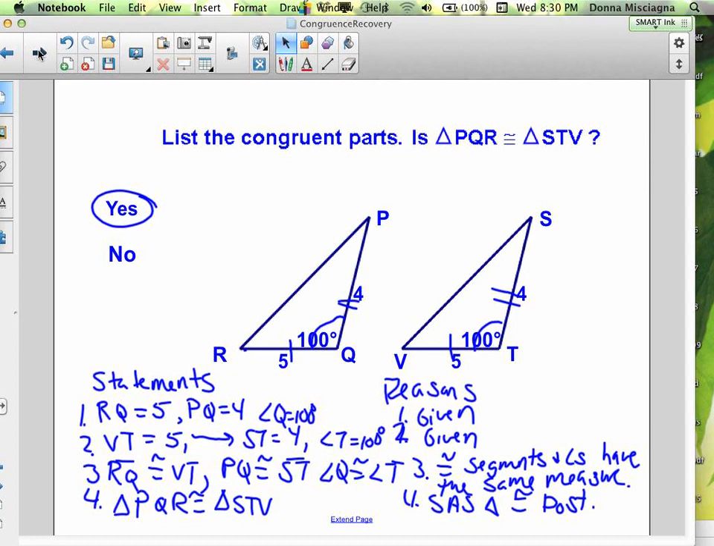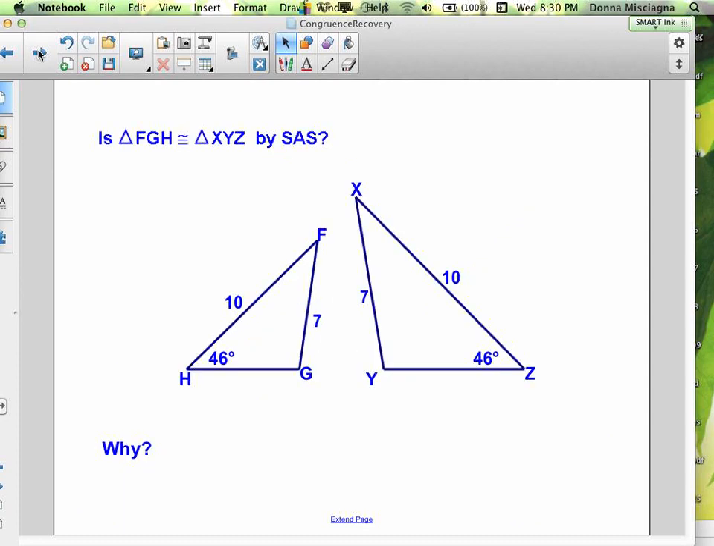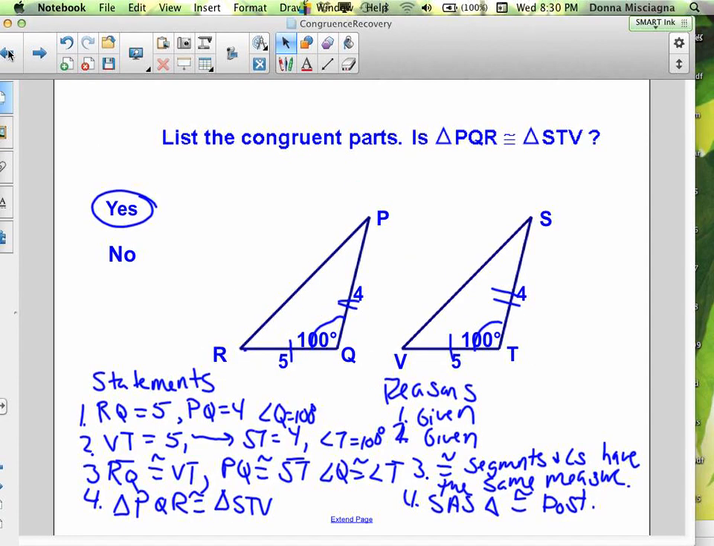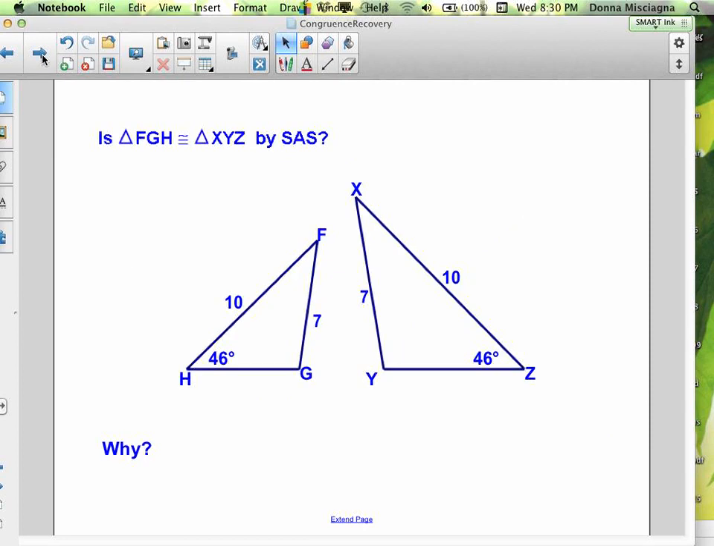Right, and let's try the next one. Oh, so here we were supposed to list the congruent parts, but we did that down here in the little proof. All right, let's try this one. All right, is triangle FGH congruent to XYZ by side angle side? Let's mark our congruent parts.